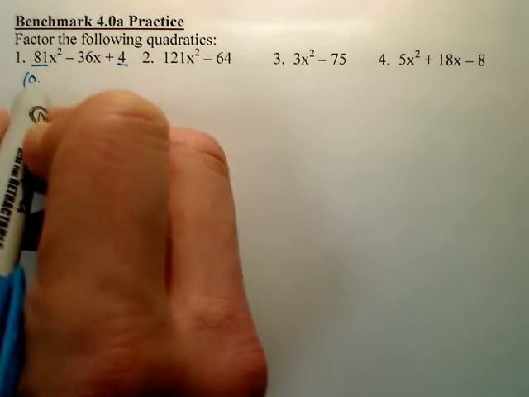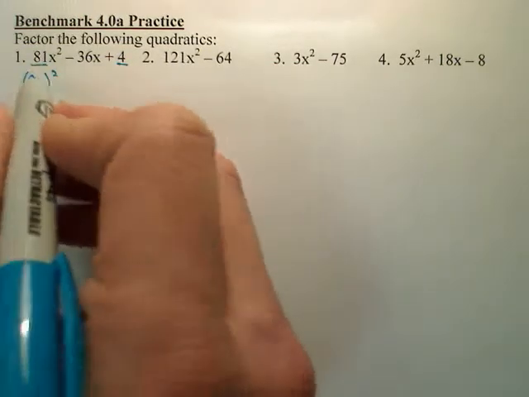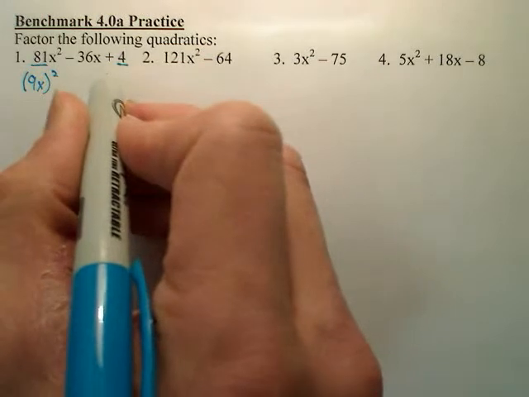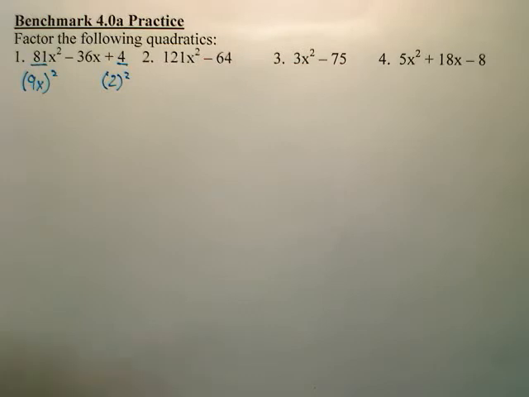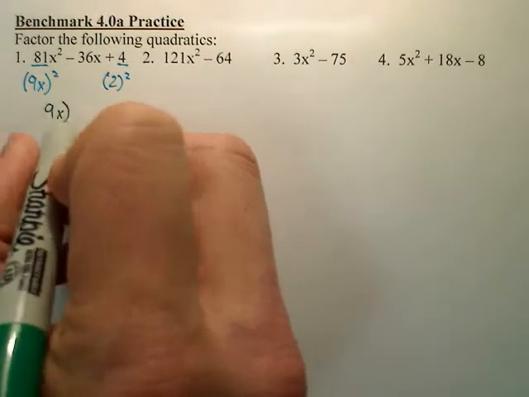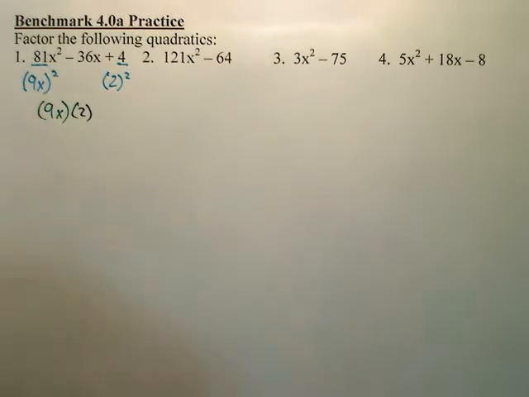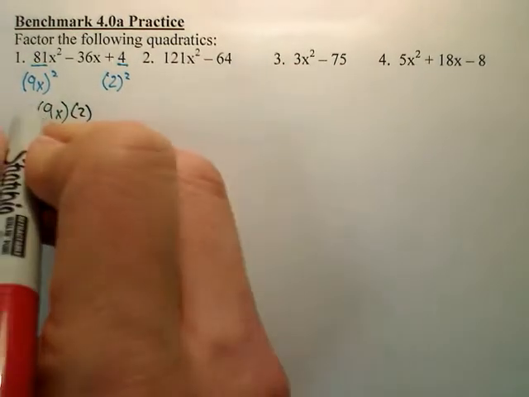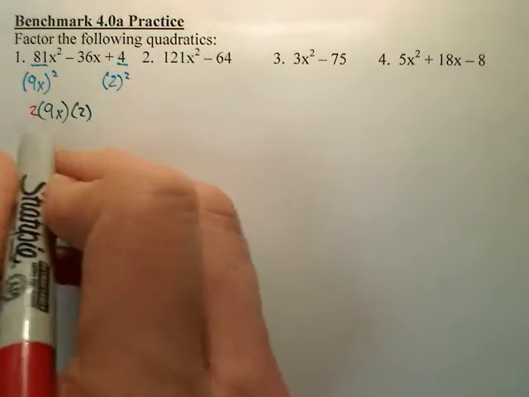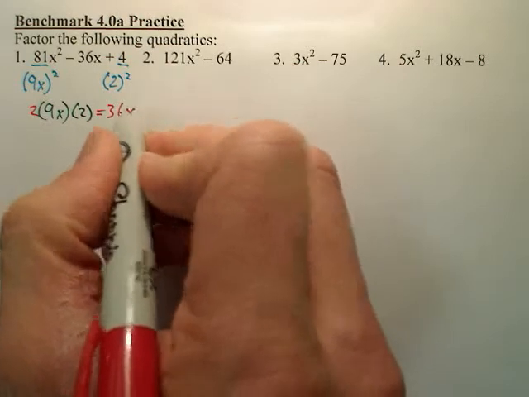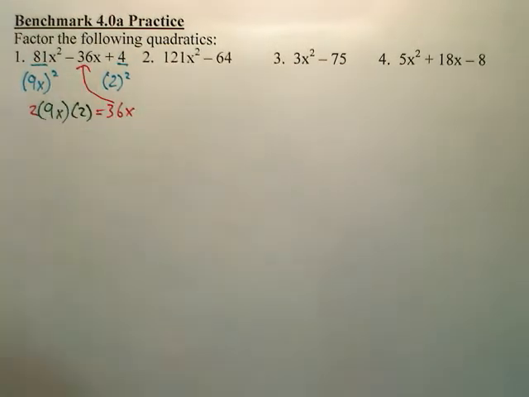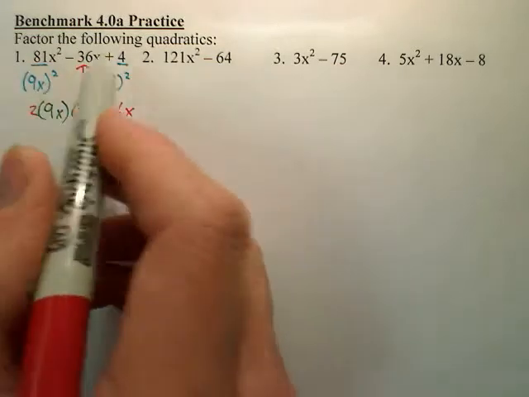This first piece, to get this, it's 9x times 9x. To get a 4, that's 2 times 2. Now if I simply take these two values, the 9x and the 2, multiply them and double it, so it's 18 times 2 is 36x. If this matches the middle, we can proceed with the shortcut. If it doesn't, we just stop. We can't factor. As long as these are squares.